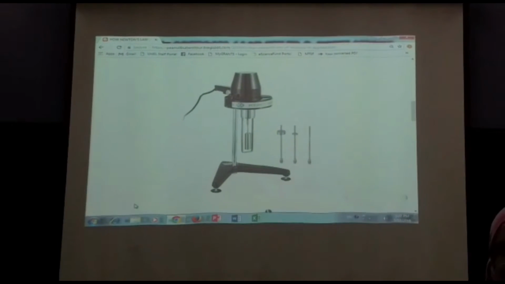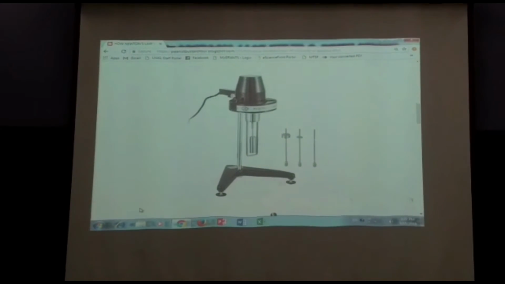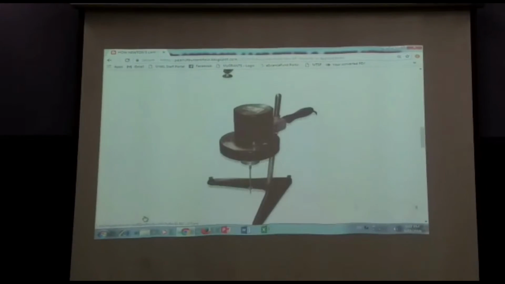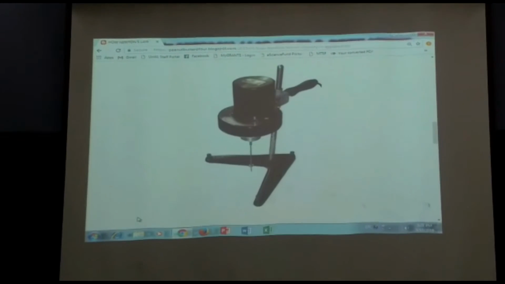This is an example of a viscometer used in industry. It can be used on a large scale or a small scale. This is an example of a laboratory viscometer.